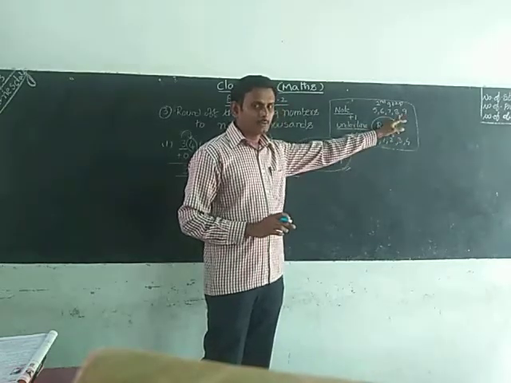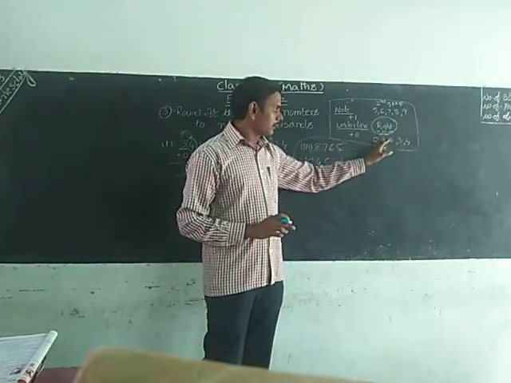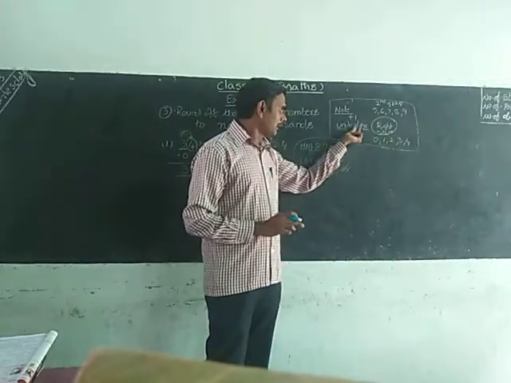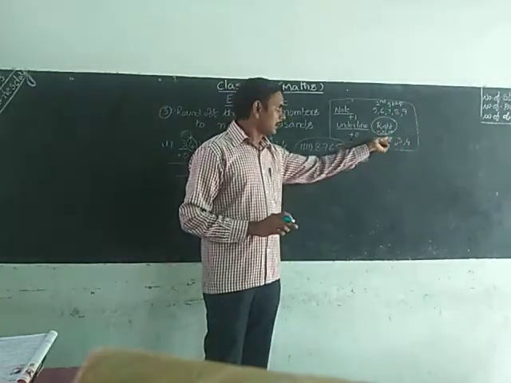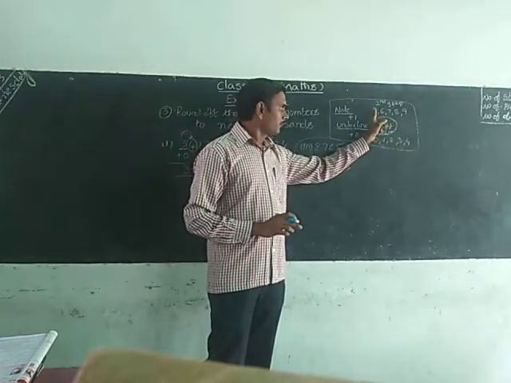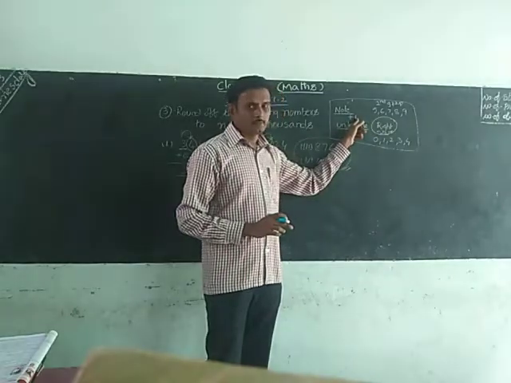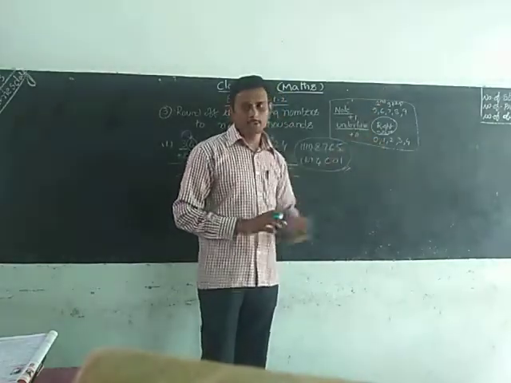Circle that number. If the circled number is 0, 1, 2, 3 or 4, add 0 to the underlined number. If the circled number is 5, 6, 7, 8 or 9, add 1. This is the first group, this is the second group.